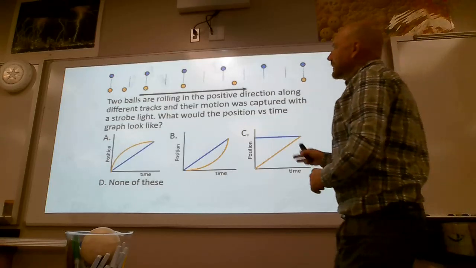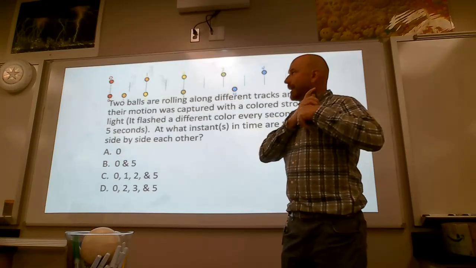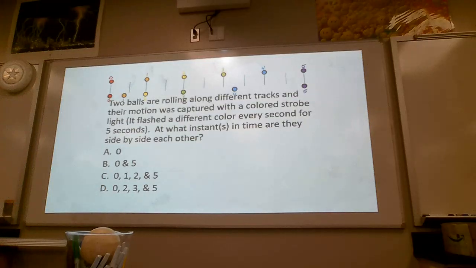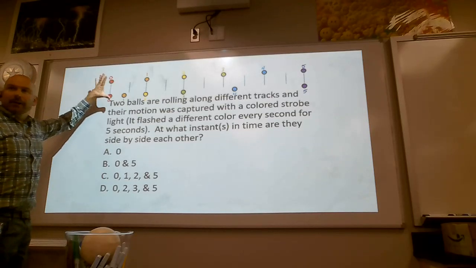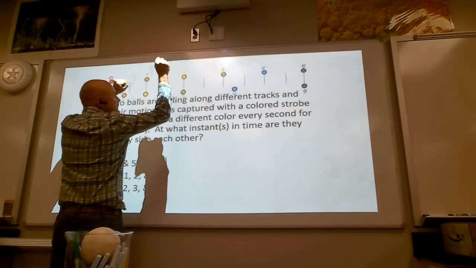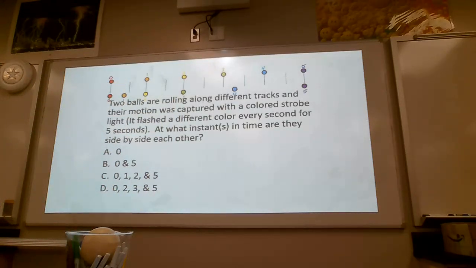Listen. This is the same diagram. What I did here was, let's pretend my strobe light could go through the whole color spectrum. Every flash: 0 seconds, red. 1 second, orange. 2 seconds, yellow. So on and so forth. Does that make sense?